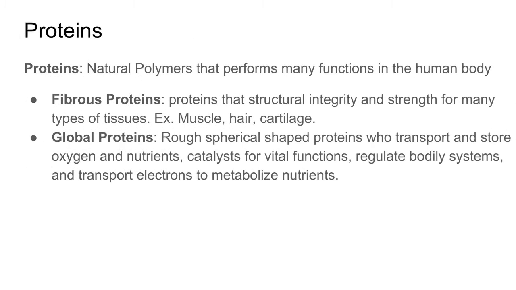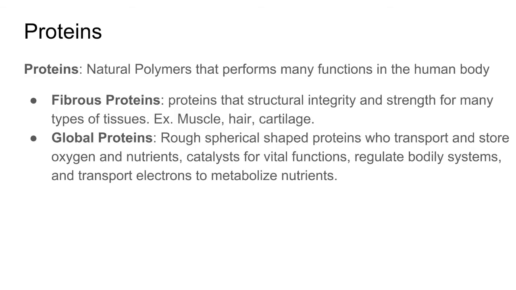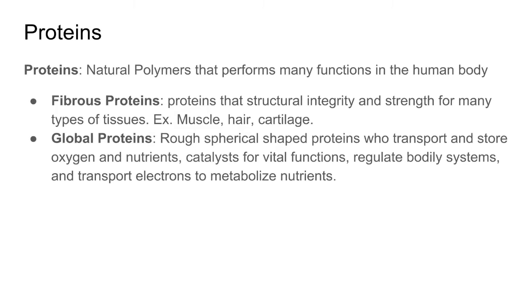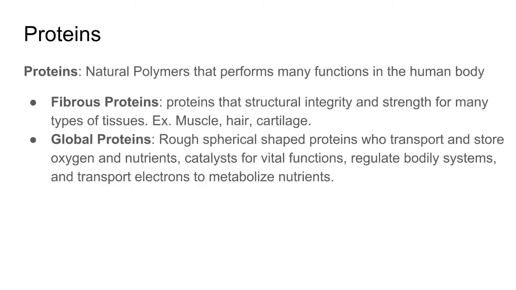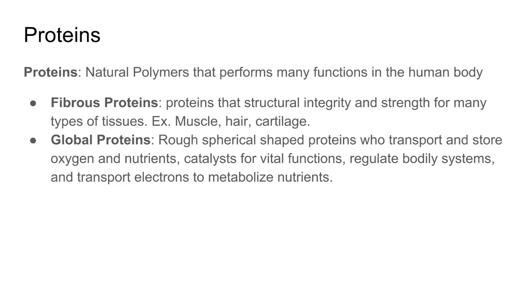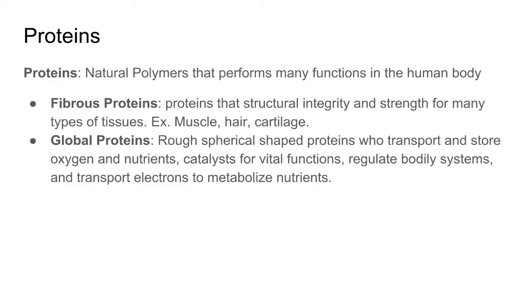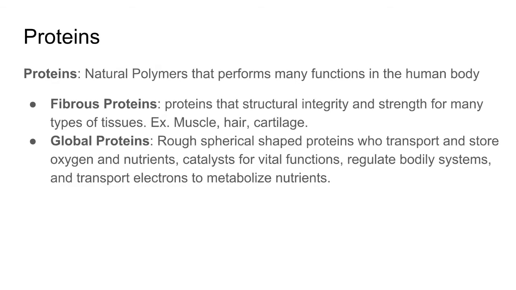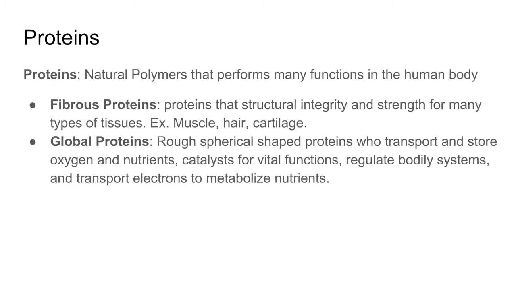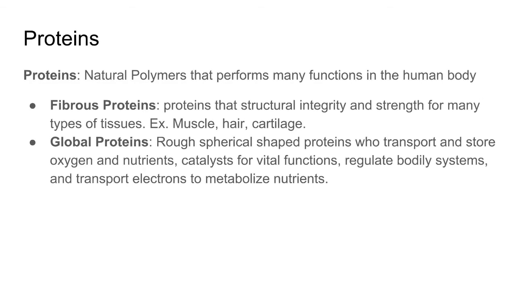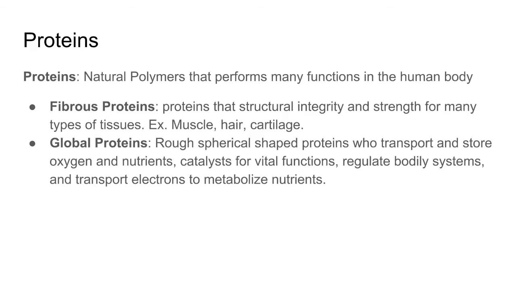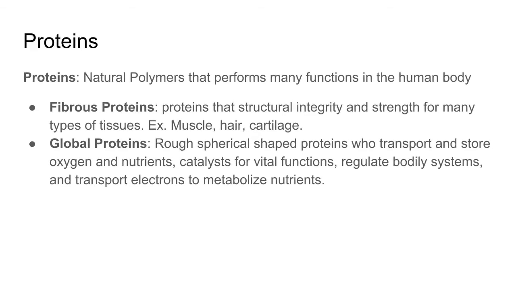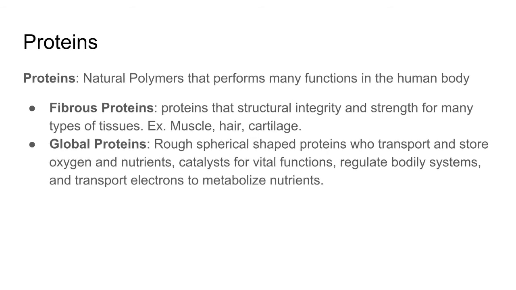Proteins are natural polymers that perform many functions in the human body. There are different types, like fibrous proteins and globular proteins. Fibrous proteins are proteins that have structural integrity and strength for many types of tissues, like muscle, hair, and cartilage. Globular proteins are rough, spherical-shaped proteins that transport and store oxygen and nutrients, act as catalysts for vital functions, regulate body systems, and transport electrons to metabolize nutrients.